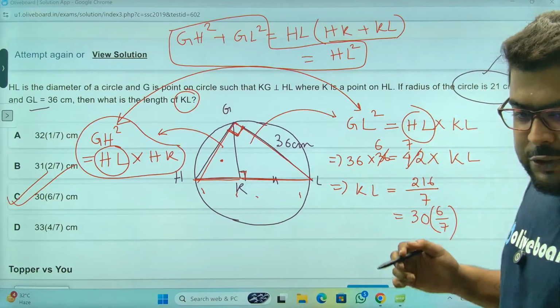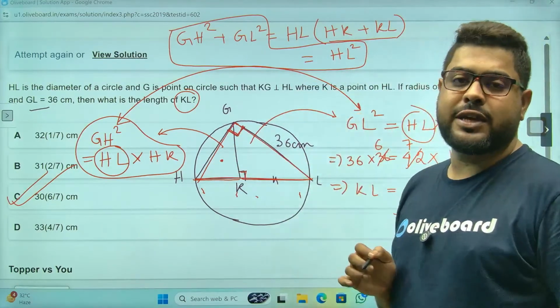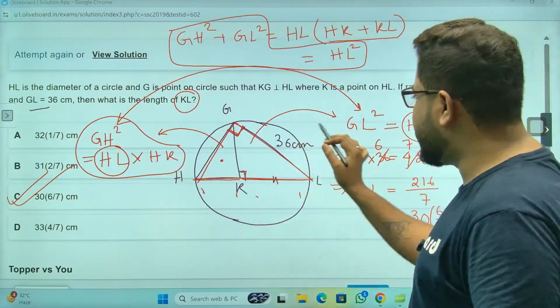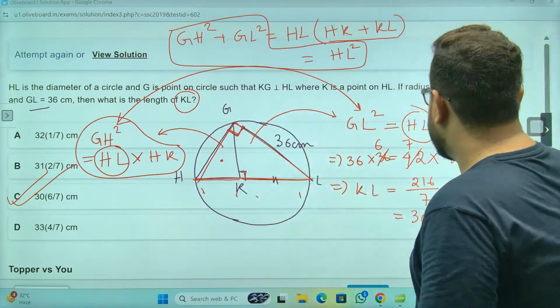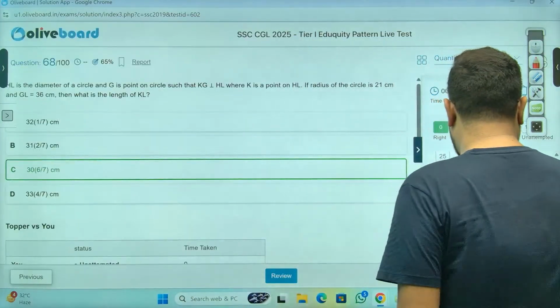Okay. So this is why learning a few proofs is important. This is why you need to remember a little bit, not everything. Otherwise, you would have to prove many things here.